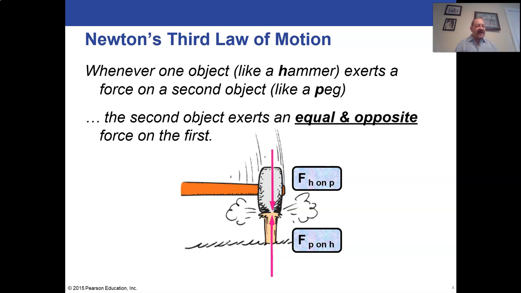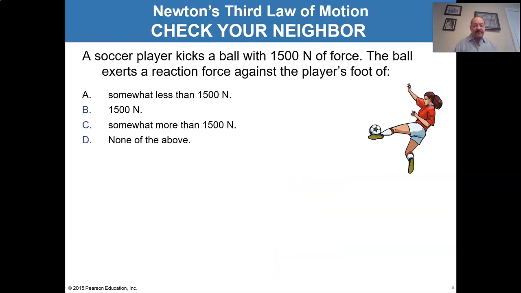But the fact is, anytime there's an interaction between any two objects, between a person and the ground, between an animal and a tree, any two things, a planet and another planet, the one force from one object onto the other will always be exactly the same magnitude as the force from the second object onto the first, just in opposite directions. So in this case, the hammer is putting a force on the peg, but the peg is putting an equal and opposite force on the hammer anytime there's an interaction.